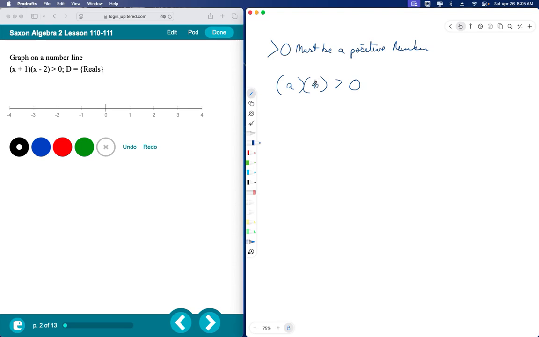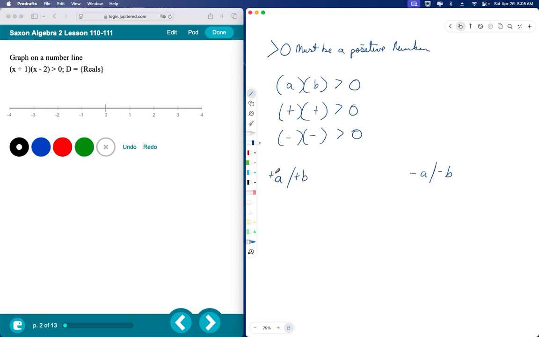be a positive number. So in order to get a positive number when we have two factors, we must have a positive times a positive, or we must have a negative times a negative, because both of those would be positive numbers, right? A positive times a positive is a positive, and a negative times a negative is a positive. So we work from the premise that either we have a positive A, positive B, or we have a negative A, negative B. That's what we're working for.